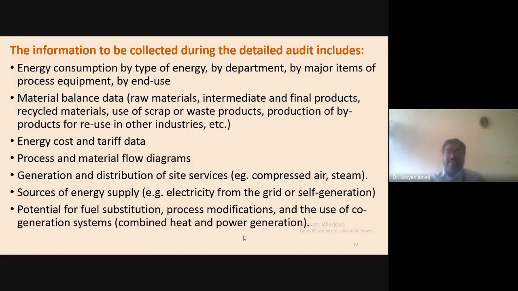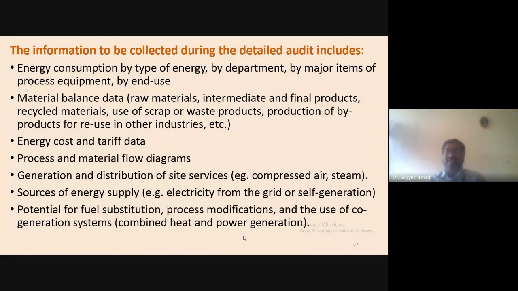Next is material balance data: raw material, intermediate and finished product, recycled material, use of scrap or waste produced for reuse in other industry, etc. For example, if you reuse some electronic products as waste material, that is also mentioned. Then energy cost and tariff data: how much energy we consume and how much cost we bear for that energy, and what your tariff data is, meaning your monthly billing. This is also essential information for your audit report.